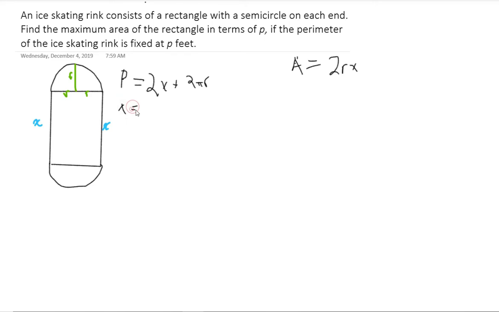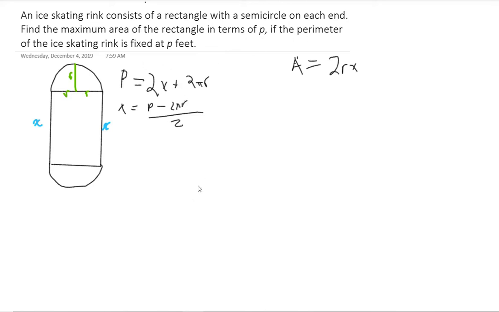x is equal to p minus 2 pi r, all over 2. And this p isn't perimeter. P is just the little p, which is equal to perimeter. The perimeter is always p.